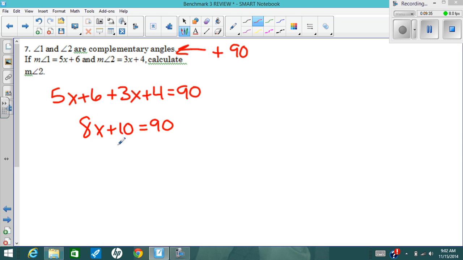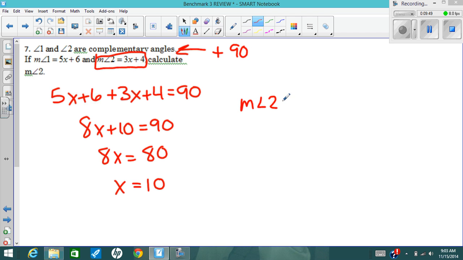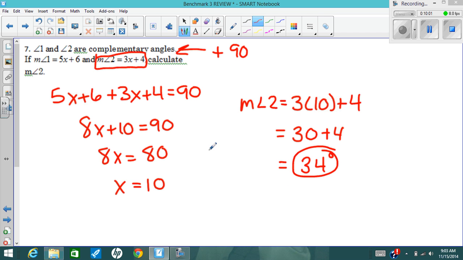Combining like terms, subtract 10 from both sides. Divide both sides by 8. We're looking for the measure of angle 2, so we can take x and plug it back in here. Put 10 in for x. We can see that the measure of angle 2 is 34 degrees.